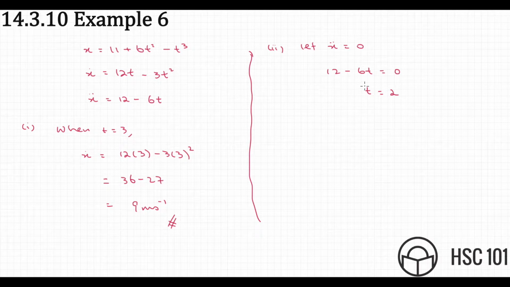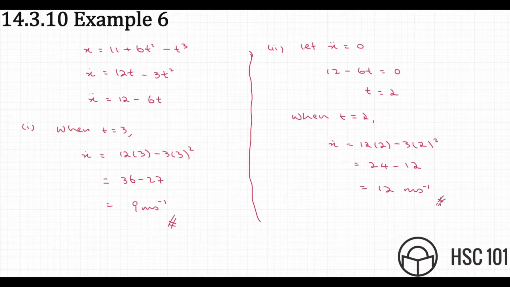So if we want to find out the velocity at this point in time, just take t equals 2 and substitute it back into the velocity time function. So when t equals 2, we can clearly see that x dot equals 12 times 2 minus 3 times 2 squared. And that's going to be 24 minus 12, which is just 12 meters per second. So that's all we have for part 2.